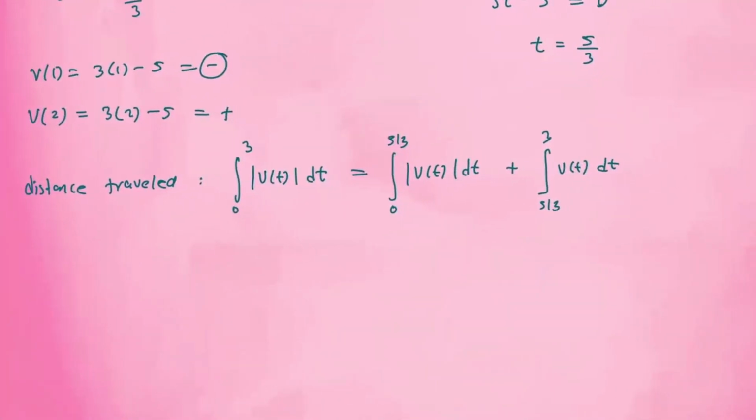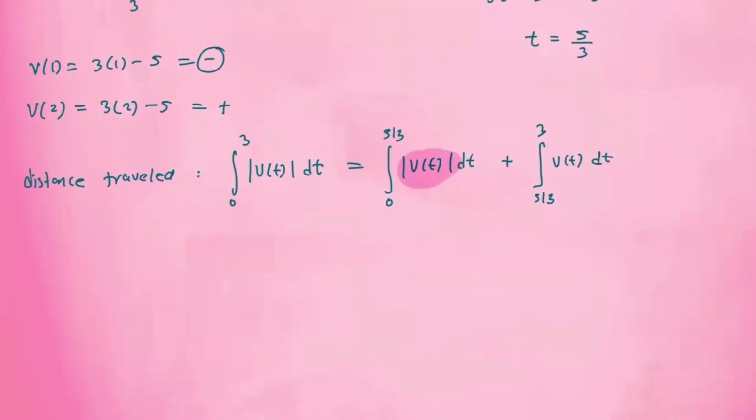Now, how do we take care of this part? Well, let's think about it. So I'm going to go ahead and write it like this. So the integral from 0 to 5 over 3, we're going to have negative v of t because we know our v in that interval is negative. So we need that extra negative to cancel that negative out. And the last one, we just do it as it is. So this is the integral from 5 over 3 to 3 of v of t, which is 3t minus 5 dt.